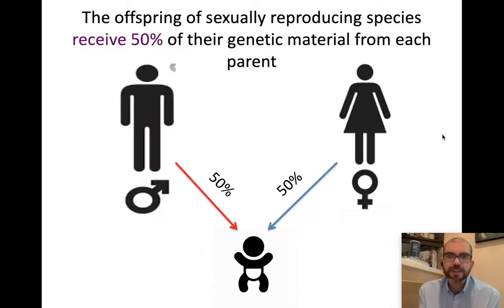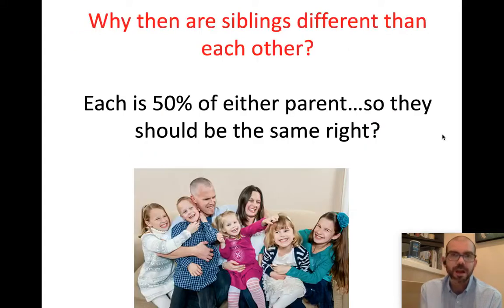The offspring of sexually reproducing species receive 50% of their genetic material from each parent. So you are 50% one parent, 50% another parent in terms of your biology. But then why are siblings different than each other? Think about it. Each of you are half one parent, half the other. So shouldn't you be very similar?